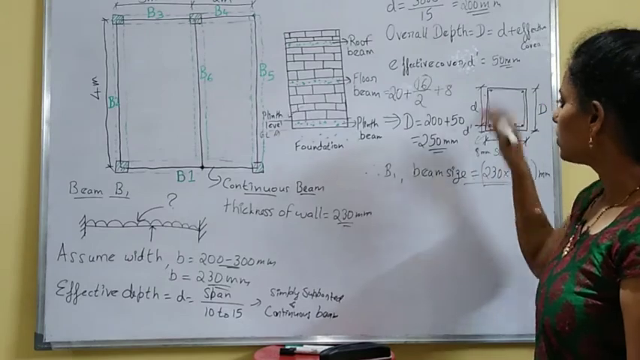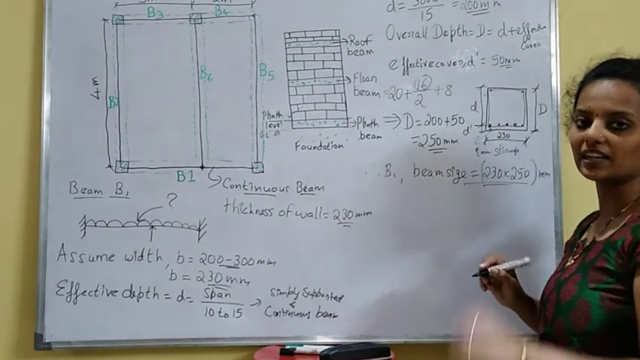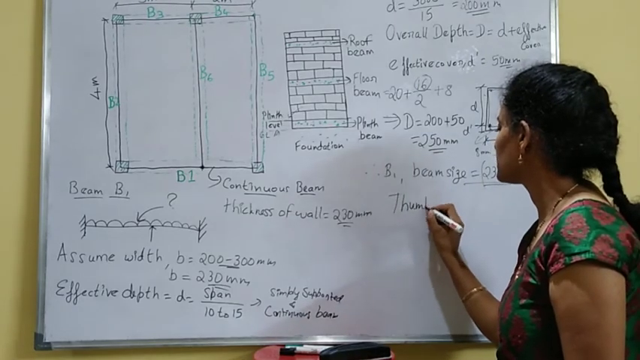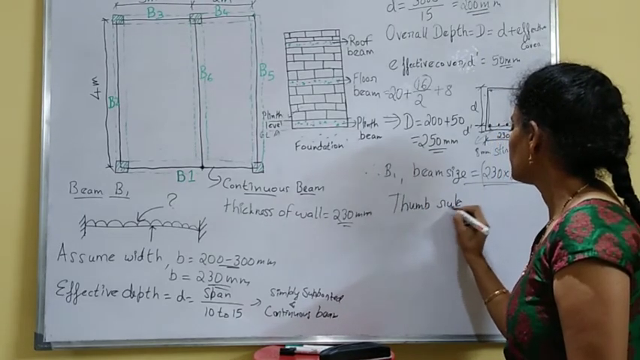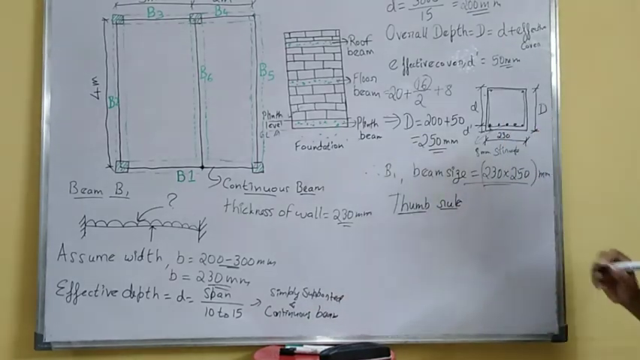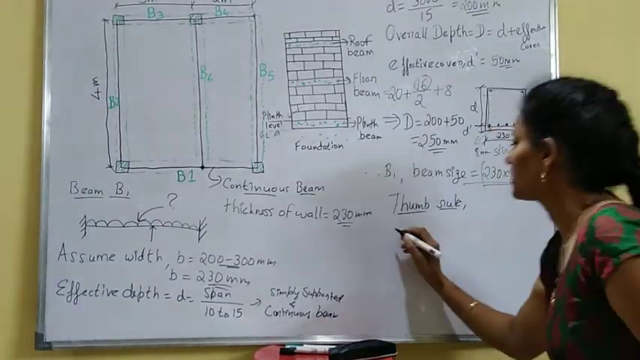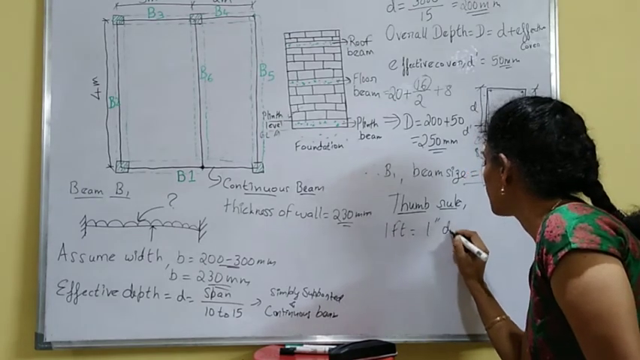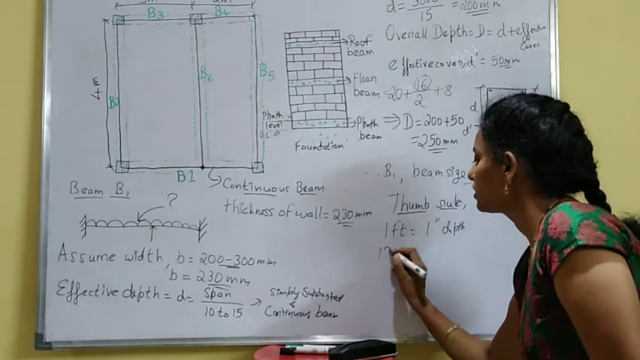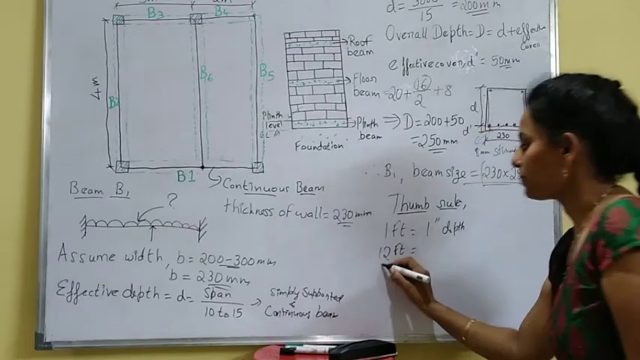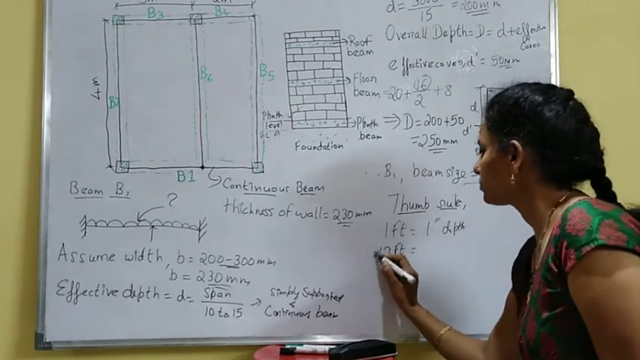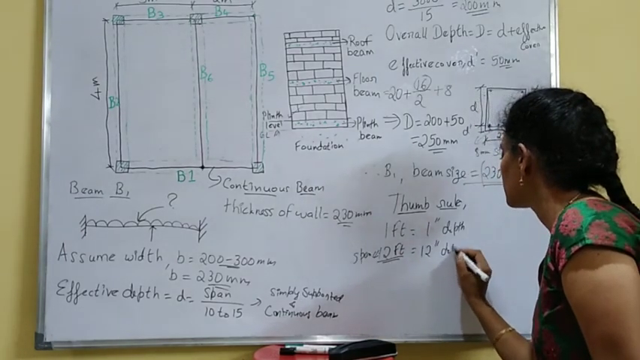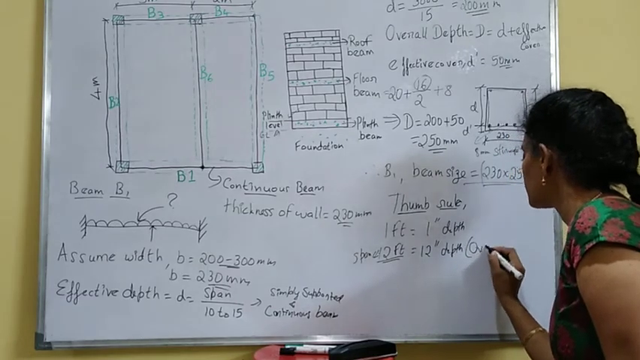Another thing, in practice they have one thumb rule. You can directly assume the beam depth by using one thumb rule: on the site side, usually they consider 1 foot of span equal to 1 inch of depth. Suppose here 12 feet is your span, you will assume 12 inch depth. This is the overall depth.